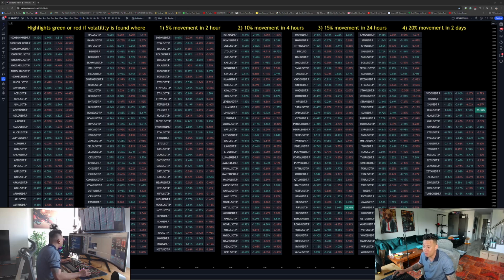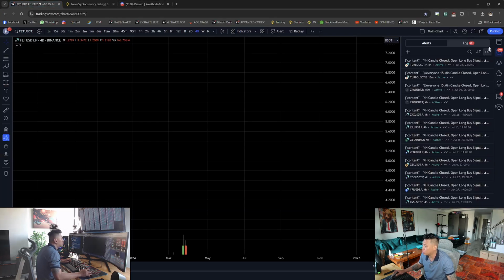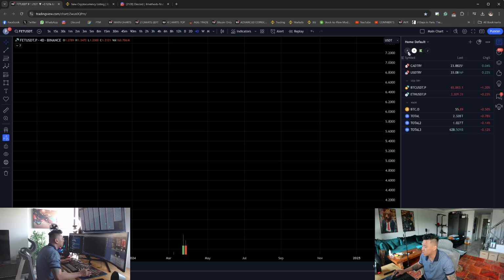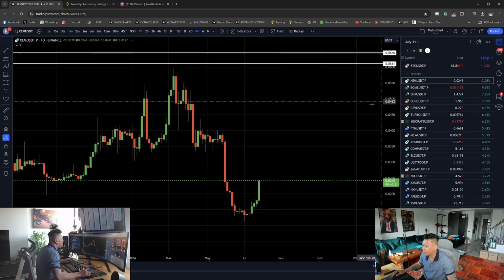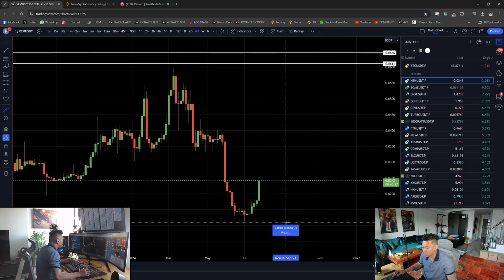Then method number 4 would be to go to TradingView and take a look at what's popping. Use TradingView to sort. So we'll go to TradingView, sort it, and just see what's there. Okay, so here we go. We sort it and we see ZEM. ZEM's on fire since the beginning of July.